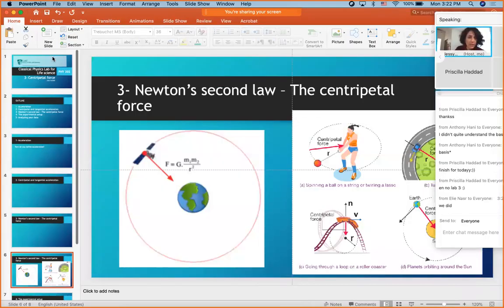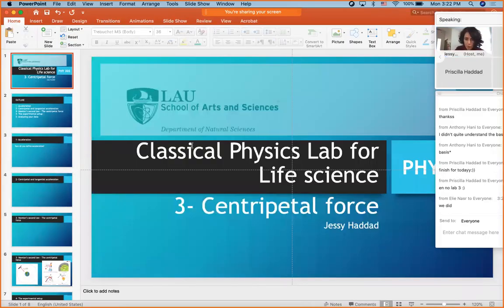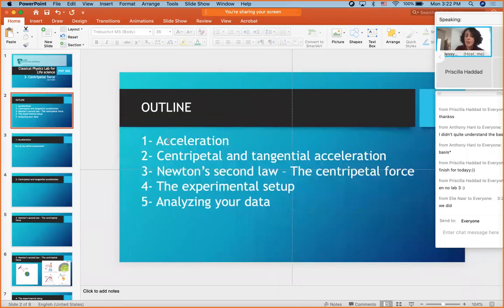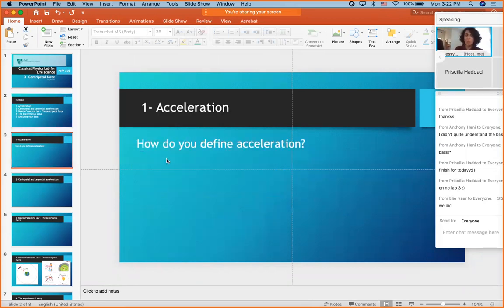So this is how our presentation would start. Centripetal force. This is the outline. What is acceleration? What is the centripetal and tangential acceleration? How do we use Newton's second law to find the centripetal force? And then our experimental setup and analyzing our data. What are we measuring? What is the variable? What is the constant? And so on, okay? As you can see, the slides are empty, so I want us to do this together.